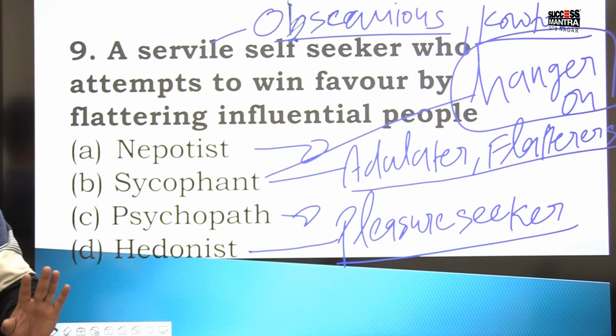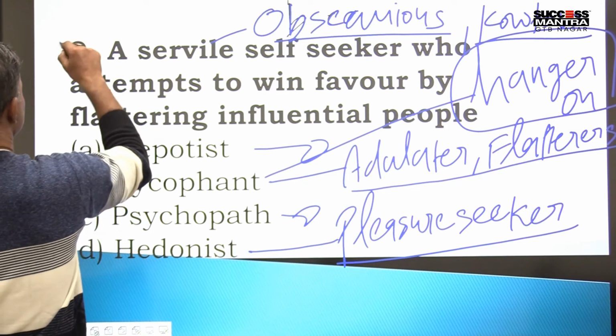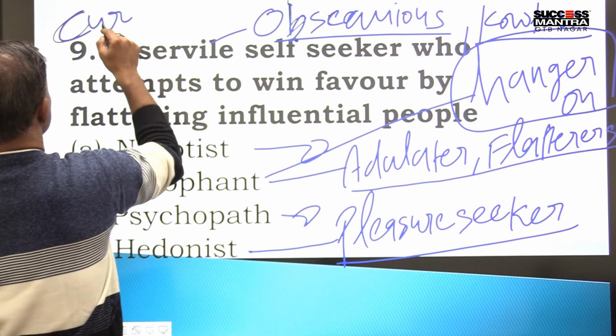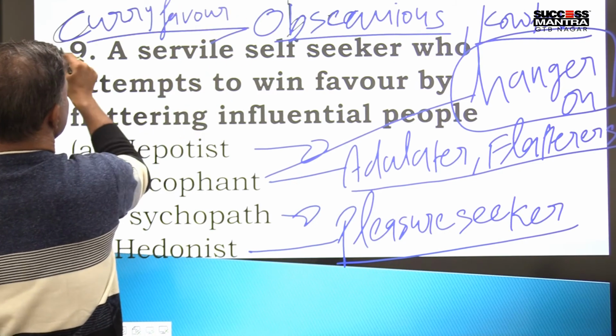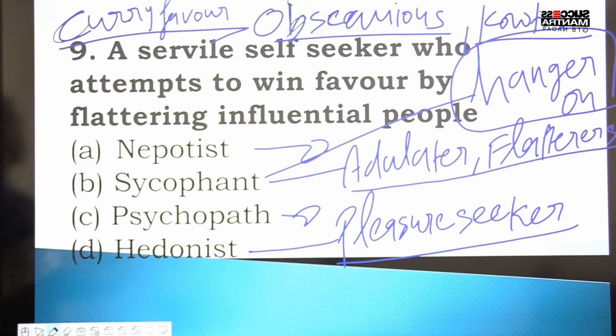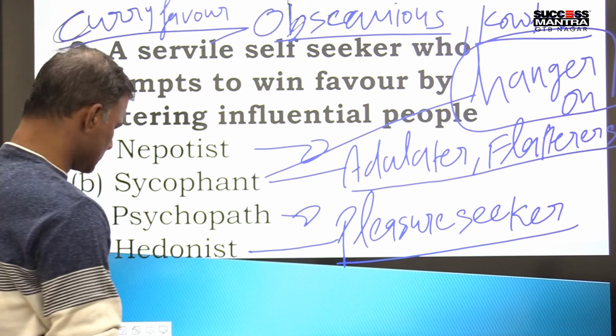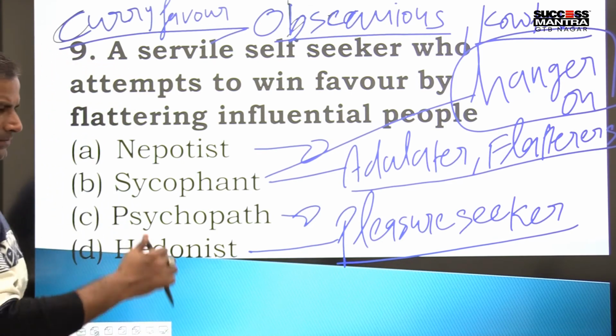So servile self seeker who attempts to win favor, और इसको हम curry favor भी बोलते हैं इंग्लिश में. He always curries favor with his boss. So curry favor means to have the flattering kind of nature, और कहीं ना कहीं चापलूसी करना. So that is called curry favor.